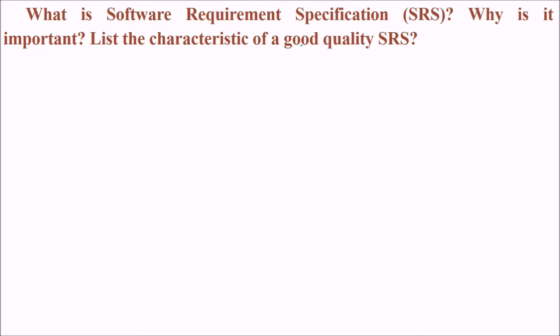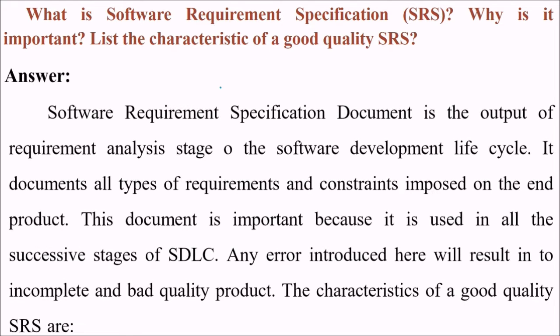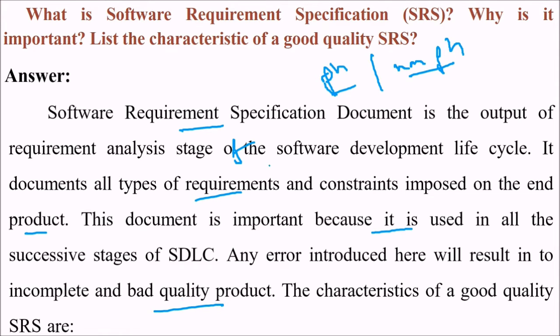What is SRS? Why is it important? List the characteristics of a good quality SRS. SRS is the output of the requirement analysis stage of the software development lifecycle. It documents all types of requirements and constraints imposed on the end product. These include functional and non-functional requirements. This document is important because it is used in all the successive stages of SDLC; it is a baseline for all the other stages. So any error introduced here will result in an incomplete or bad quality product.